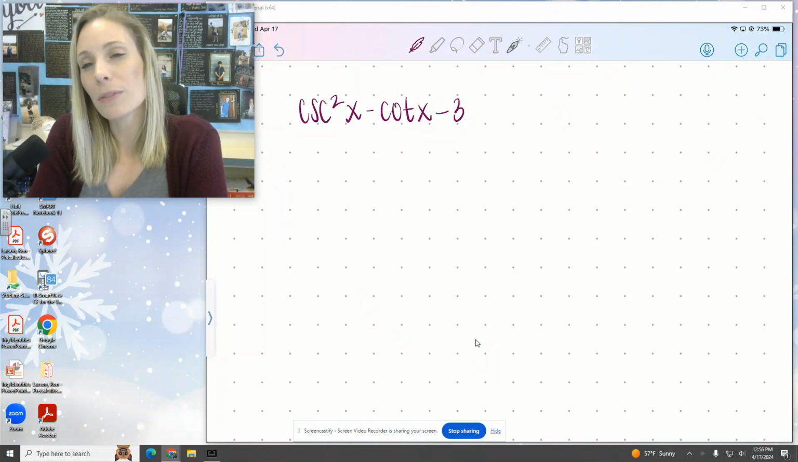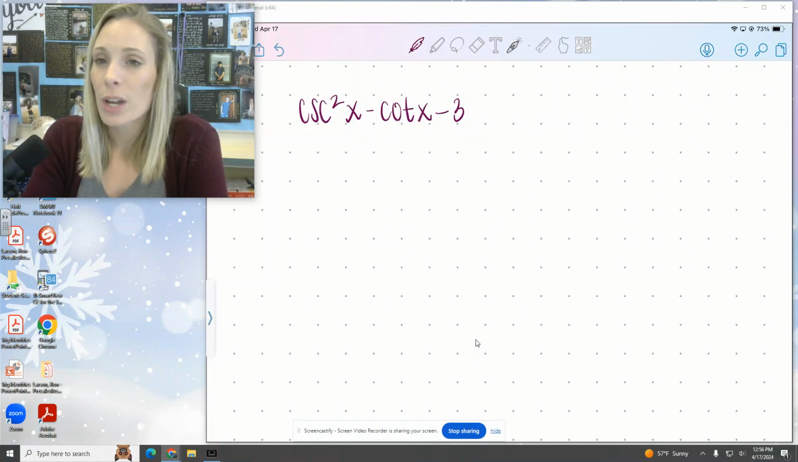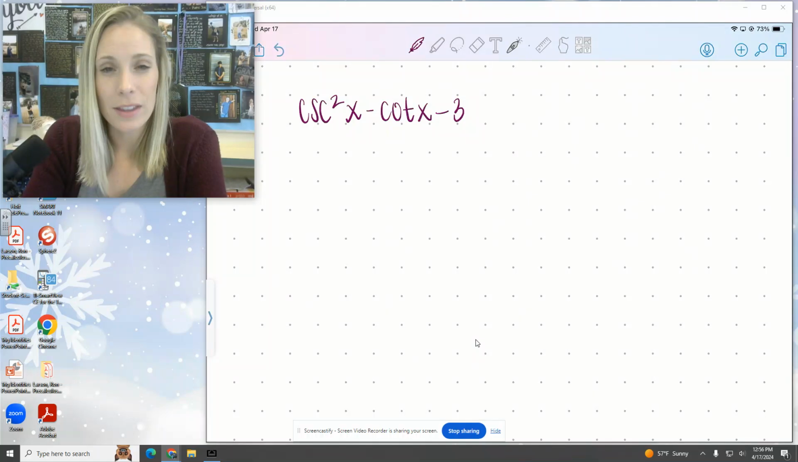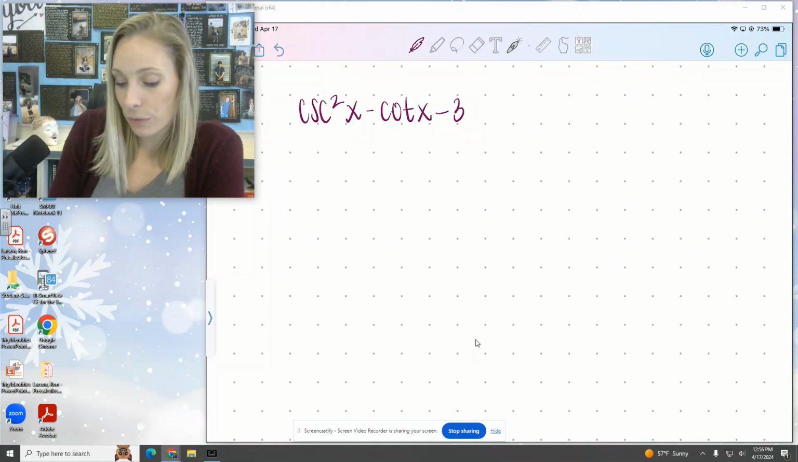So we've got this equation right here, cosecant squared of x minus cotangent of x minus 3. And if you watched the last video, you recognize that this looks kind of like a quadratic. And with quadratic trinomials, we like to have our final answer in this format here.